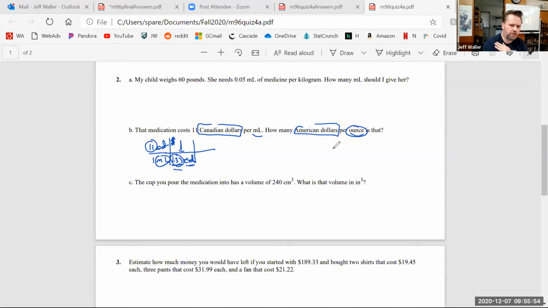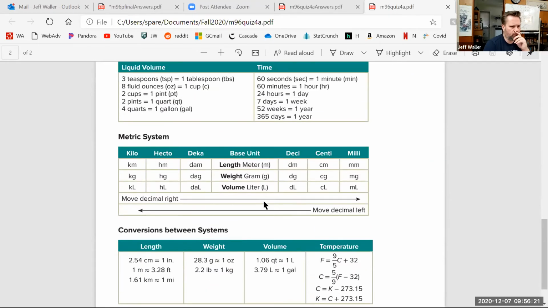So if you look at your chart, is there a way to go from milliliters to ounces? Directly, no. It's going to take 3 steps. I'm not doing this the right way, so it's too bad for everybody. I'm going to clear what I've done so far so I can go down and look at the chart. So I want to go from milliliters to ounces. Where do you see ounces? At the liquid volume. Yes.